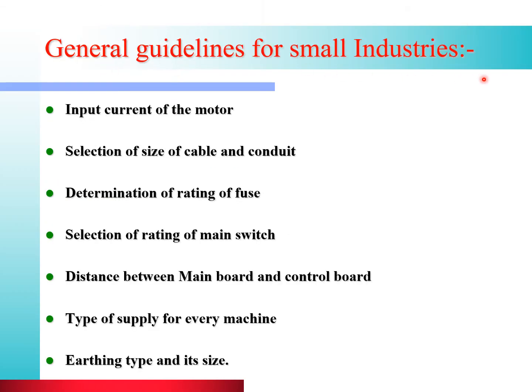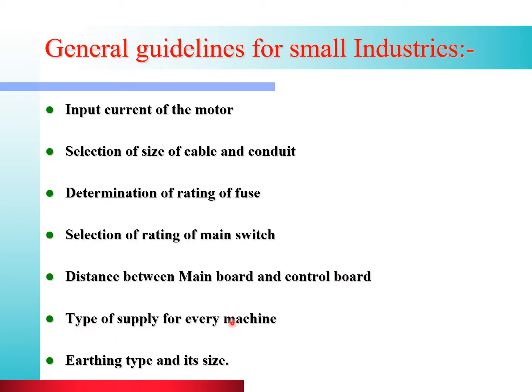These are the general guidelines for calculating the small industrial load. First, calculate the input current of the motor by using the formula of single phase and the three phase motor separately. Then, selection of size of cable and the conduit for motor wiring. Then determine the rating of fuse of each motor, ICDP switch, etc. Then selection of rating of the main switch. Then distance between main board and the control board.